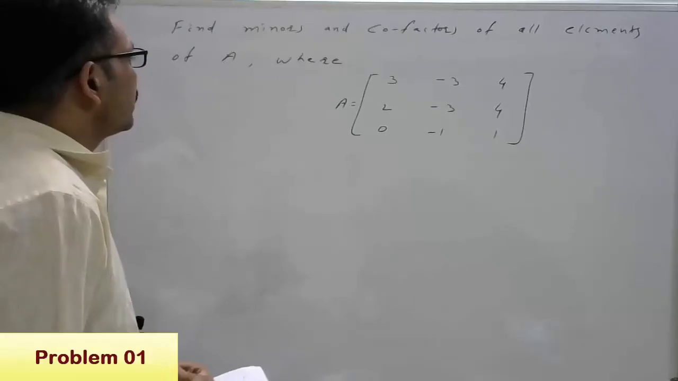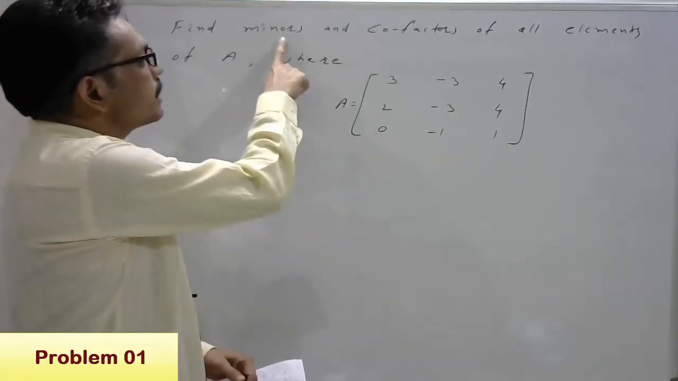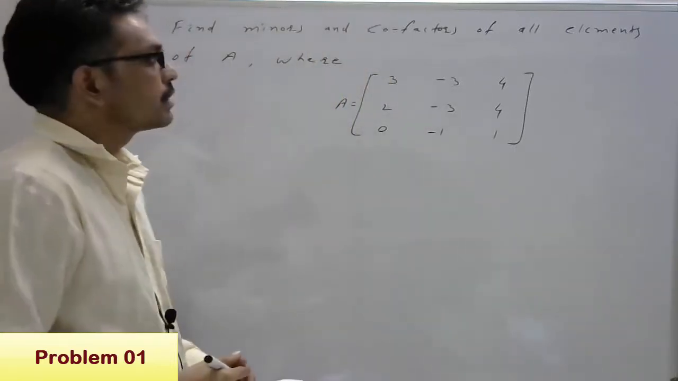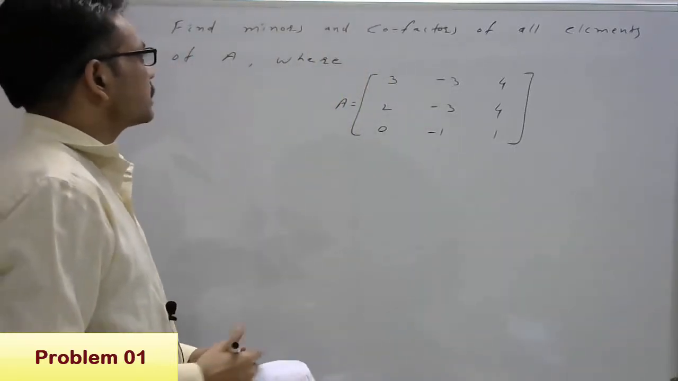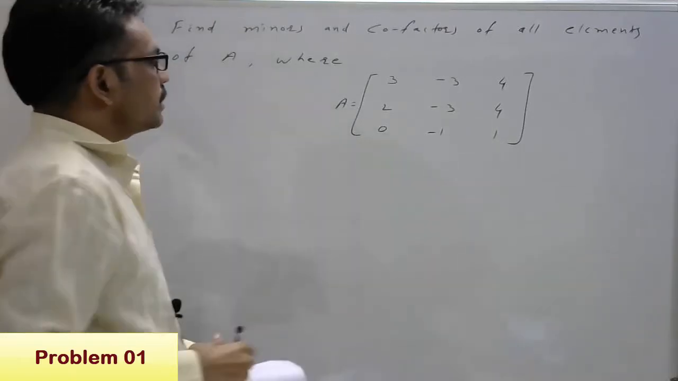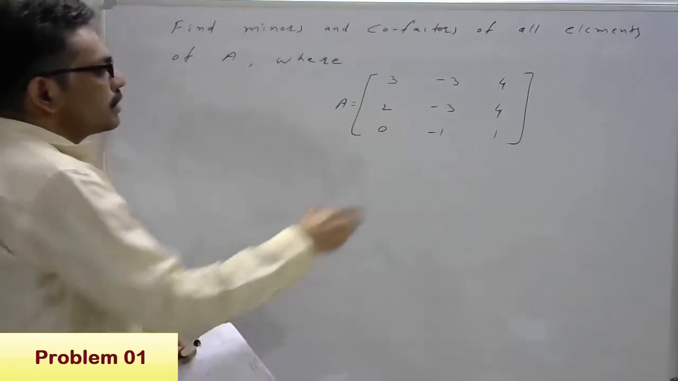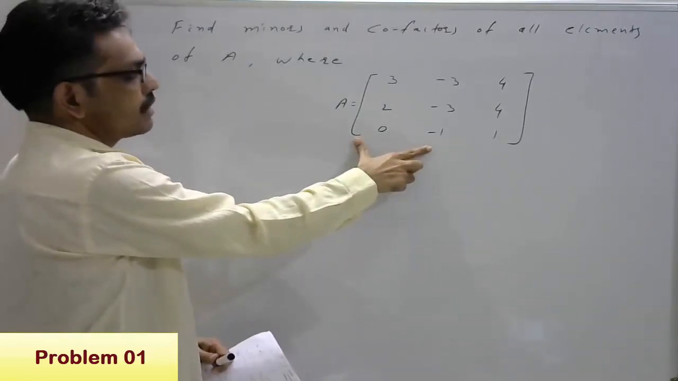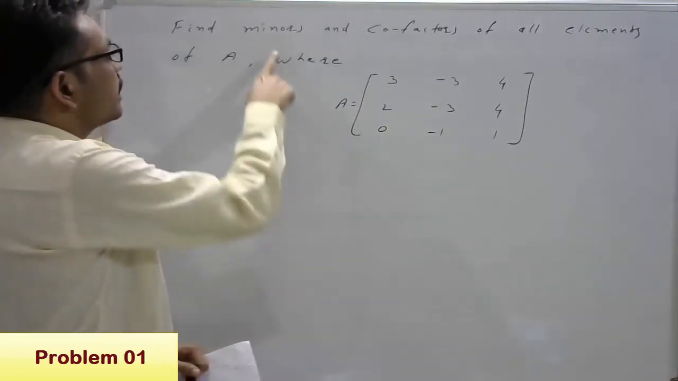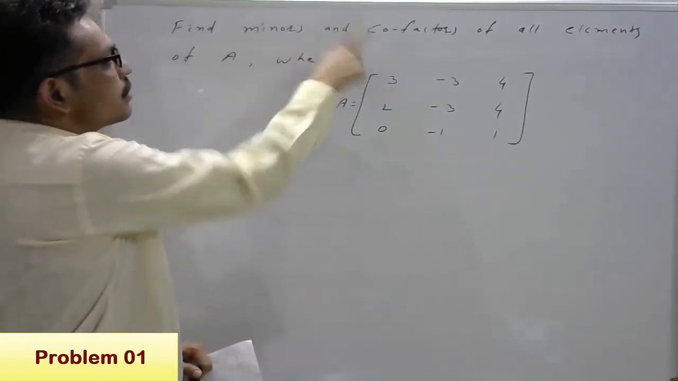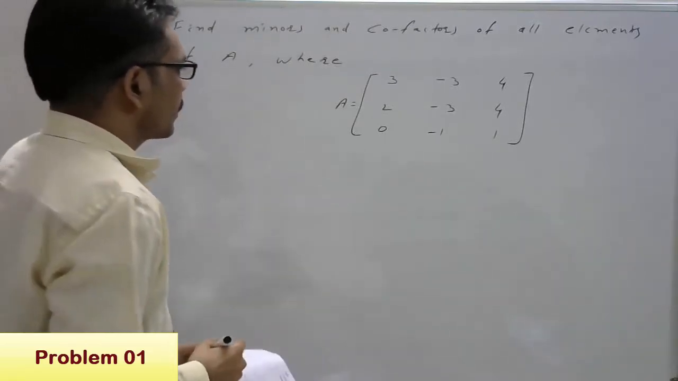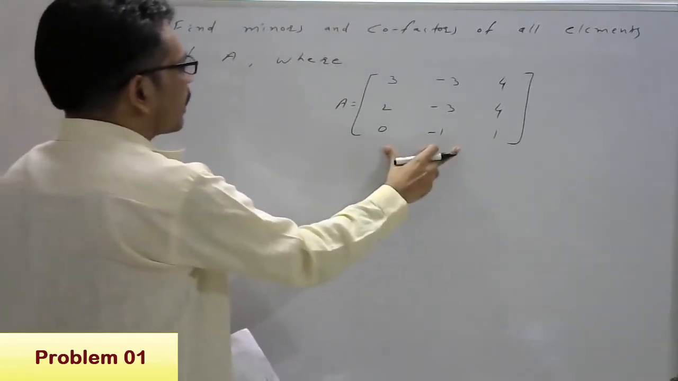In this problem, we have to find the minors and cofactors of all elements of this matrix. Here the given matrix is a 3 by 3 matrix, and we have to find the minors and cofactors of all its elements. Therefore, first we have to find the minors.